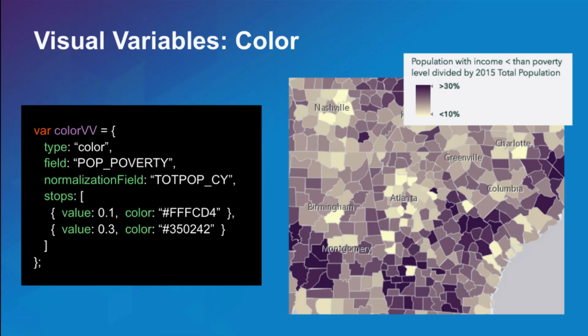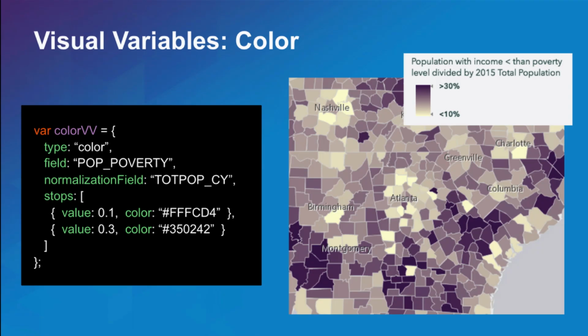So what are the different visual variables you have available to you? First, you have color, and that's what the structure of the object looks like. You just set a field. I recommend normalization field for color because that tends to communicate the message more clearly, and you're not deceiving people as much when you normalize your data. And then you set stops.